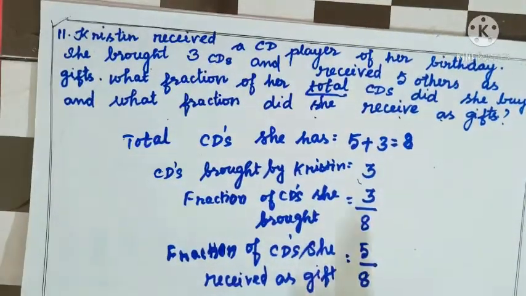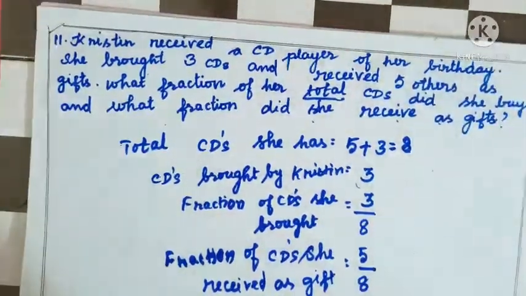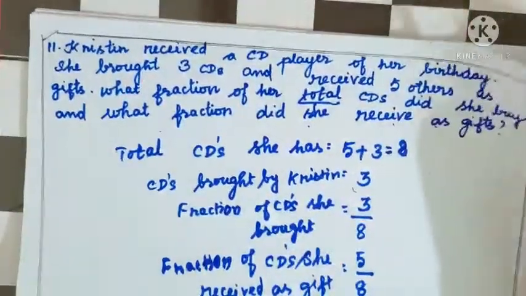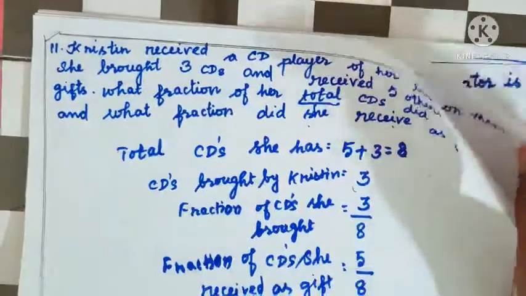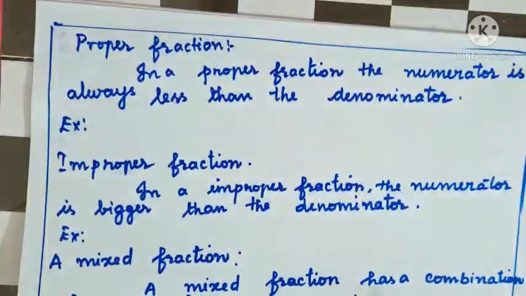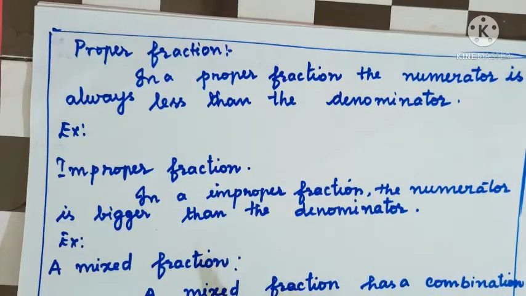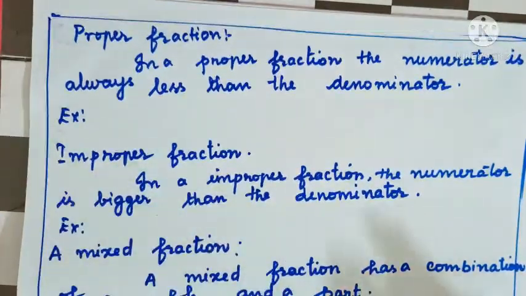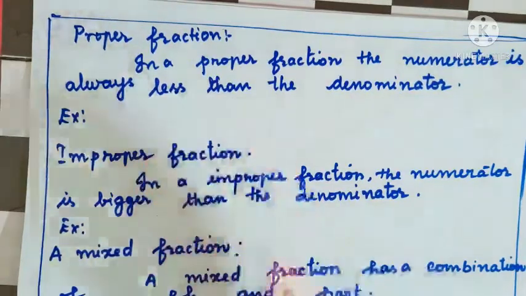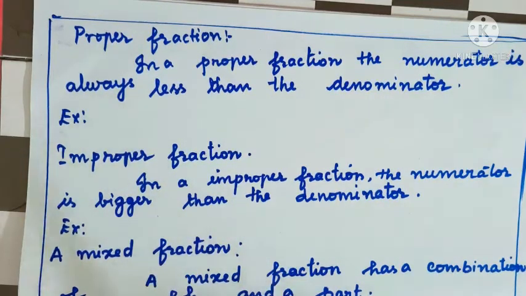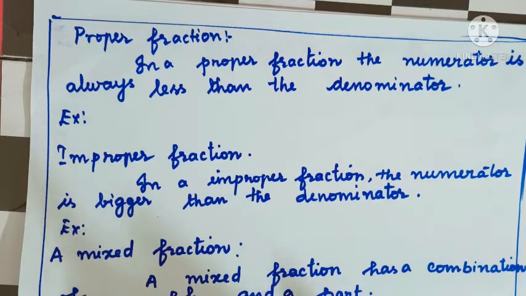Okay. So now we are going to see whatever you have studied before, in grade 3, 4 and 5. Same thing, again we will just recap this. So what is a proper fraction? In a proper fraction, the numerator is always less than the denominator.